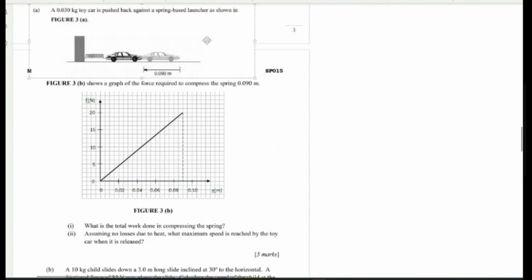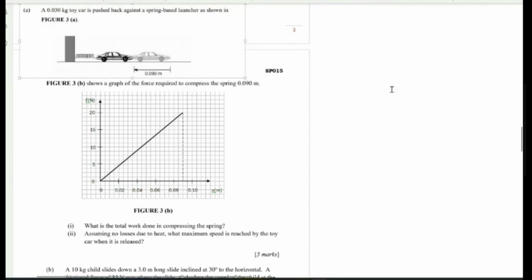For A, a 0.03 kg toy car is pushed back against a spring-based launcher as shown in figure 3A. So this is the figure. Okay, means that you push the car and then what happened to the spring? The spring compresses and then once you release, the car will move.